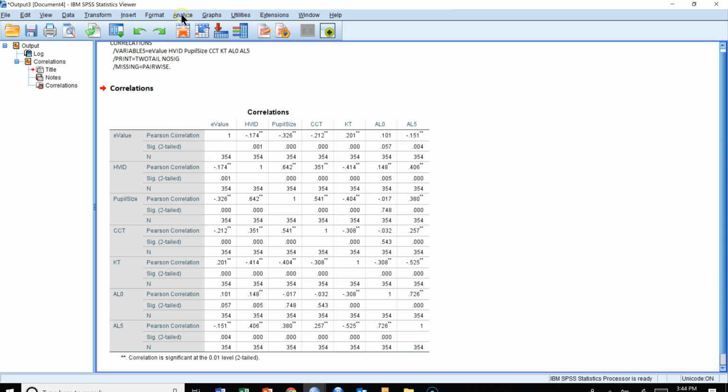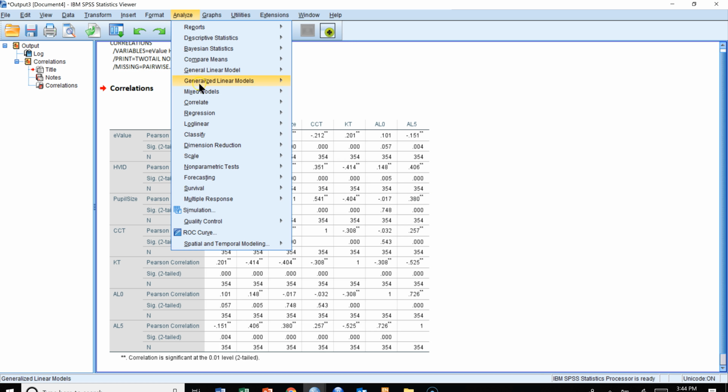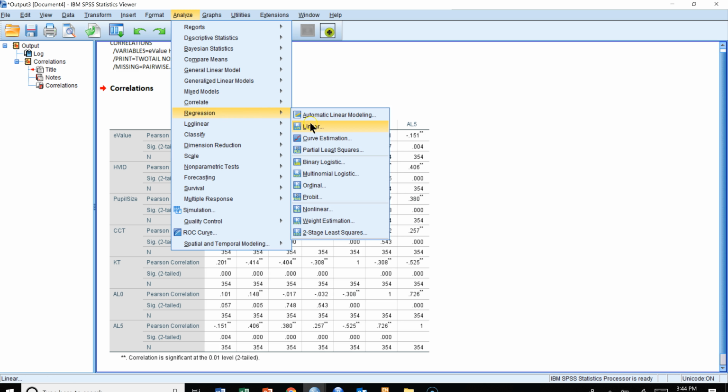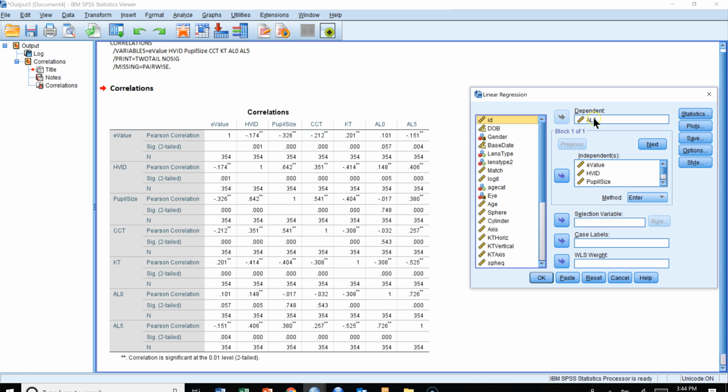Now, let's do a regression analysis. Regression, linear. We want to do multiple regression. We're going to look at axial length at 5 years as a function of E value, HBID, pupil size, central corneal thickness, and keratometry. So we're going to see which one of these variables is significantly associated with axial length 5.